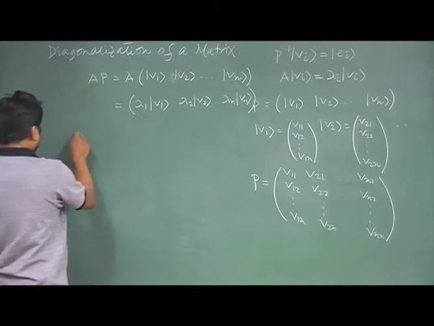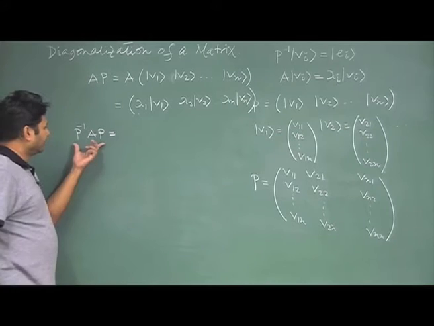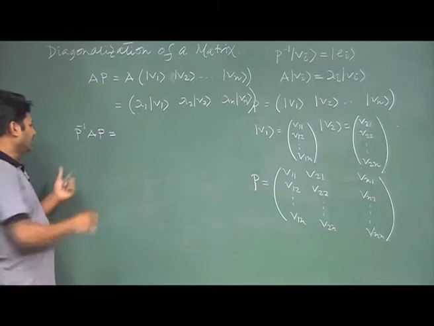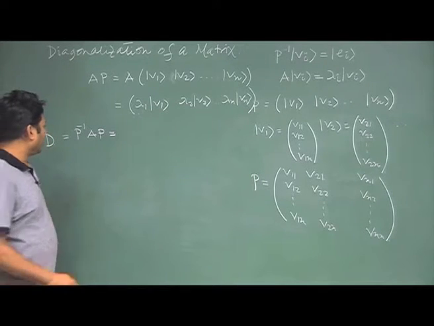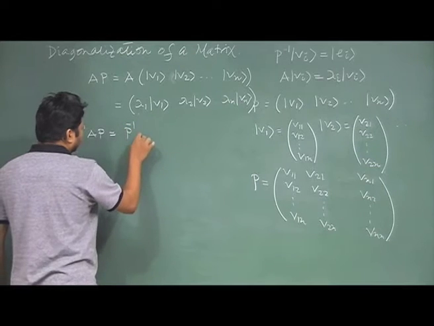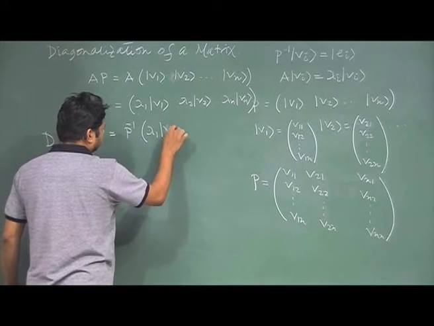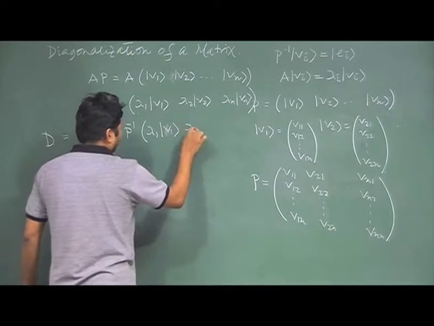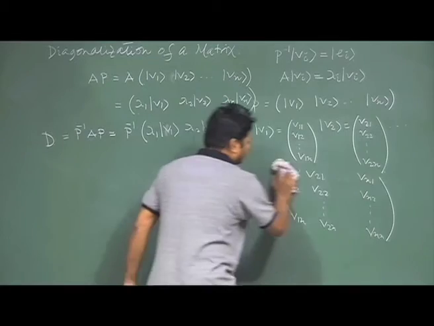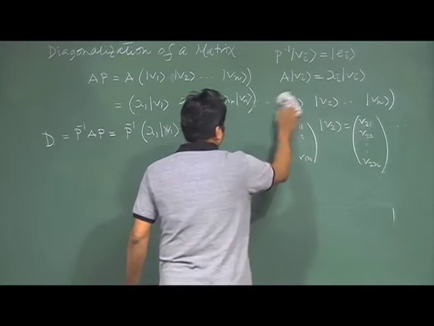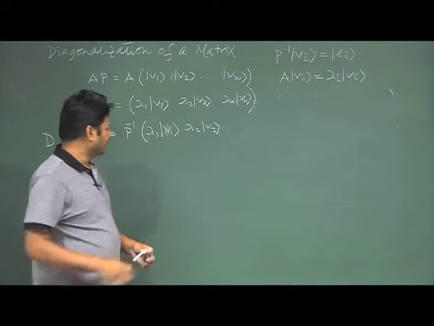Now, I operate P inverse over AP, which I define as my diagonal matrix D. If I operate this, P inverse will be operated over lambda 1 V1, lambda 2 V2, and so on. Let me erase this, because we are not using it anymore, since we know how these are forming.